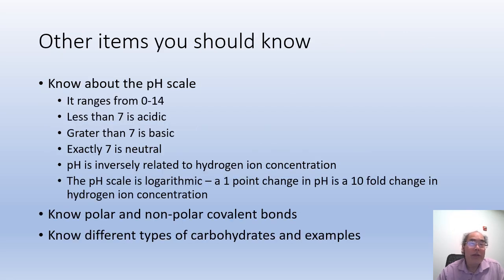And here are some other items you should study. Know about the pH scale. It ranges from 0 to 14. Less than 7 is acidic. Greater than 7 is basic. 7 is neutral. pH is inversely related to the hydrogen ion concentration, and because it's logarithmic, a 1-point change in pH is a 10-fold change in the hydrogen ion concentration. Know what a polar and nonpolar covalent bond is and some examples, and know the different types of carbohydrates and examples.